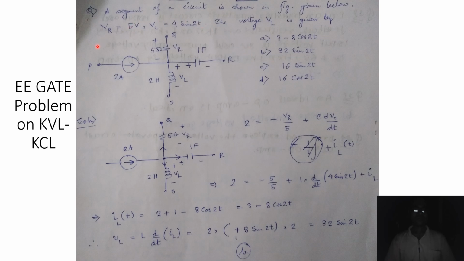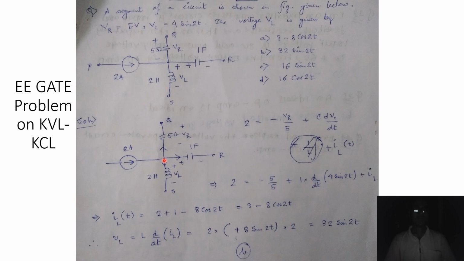So looking at this diagram, our objective is to find this voltage VL, and we know that the voltage for an inductor is given by L times dIL/dt, where IL is the current that flows through the inductor. So if we want to find VL, we can go back and find IL instead, and then take the derivative of IL and multiply it with the value of the inductor, which is 2 Henry in this case.